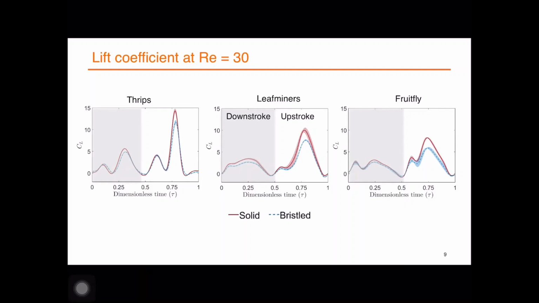Similar to drag coefficient, we observed a larger lift coefficient for the solid wing model compared to the bristle wing model. Among the wing kinematics tested, thrips kinematics generated more lift.